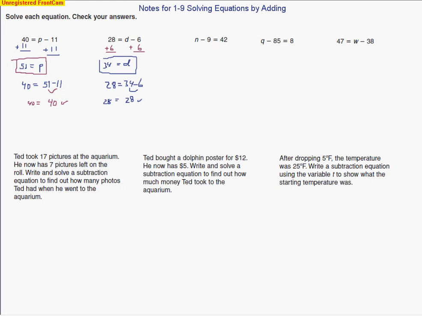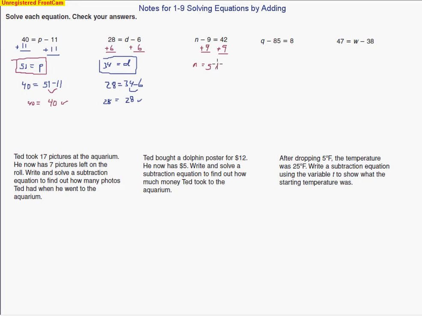Take a look at the next one. The difference is that the variable's on the left-hand side of the equal sign. Plus there's different numbers here. Well, no fear, there's just a minus 9 that is working against the variable, and so we're just doing the opposite operation. So I'm adding 9 to both sides. So it leaves me with n equals, and I add the 9 to 42, gives me 51. And so again, I got 51 as an answer.